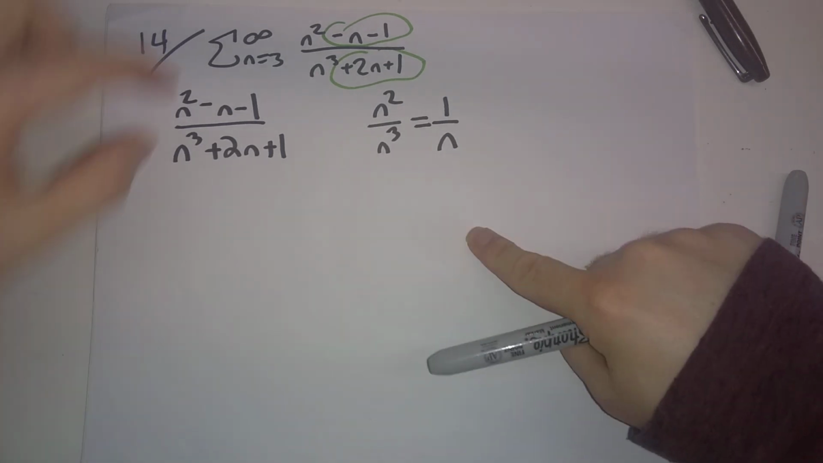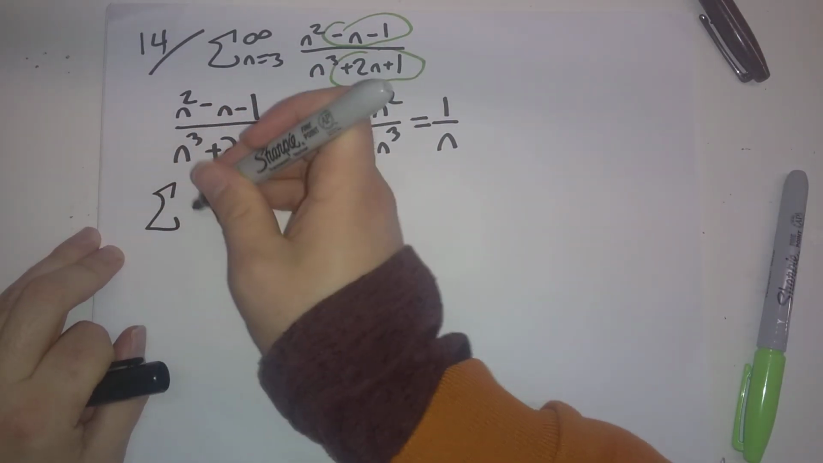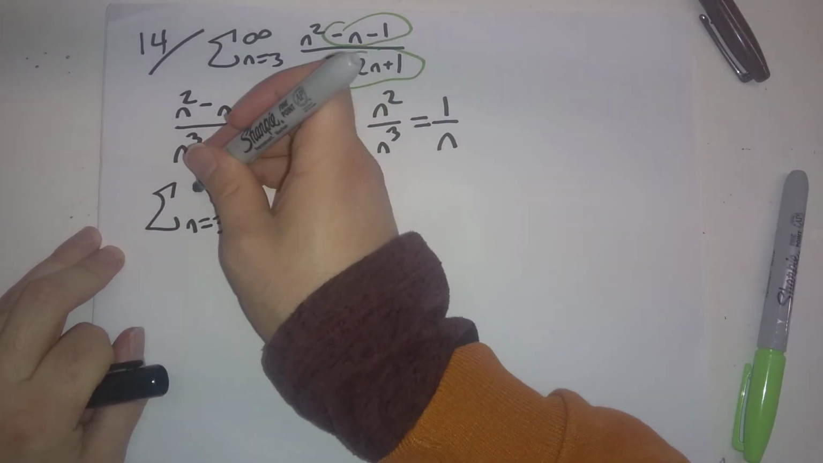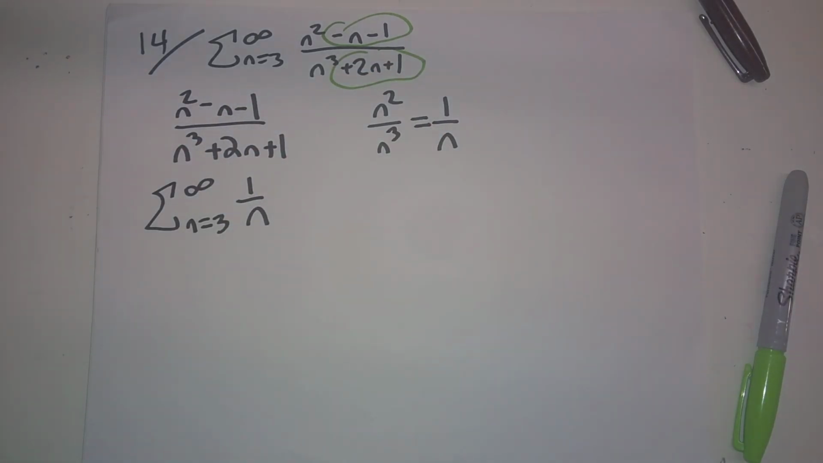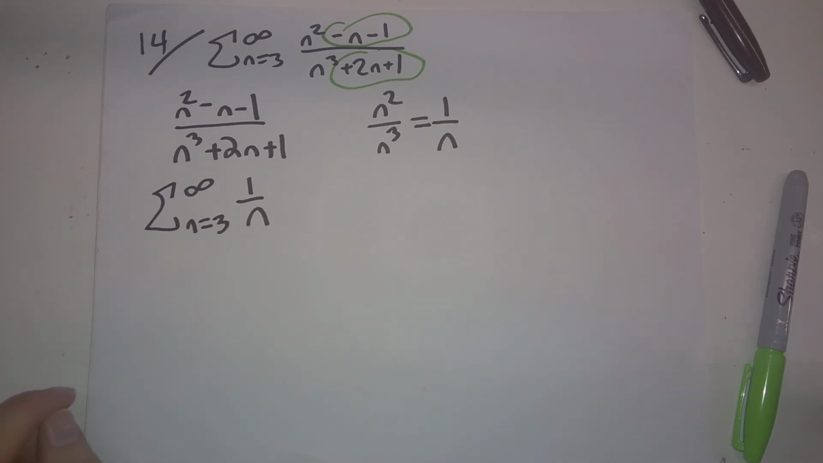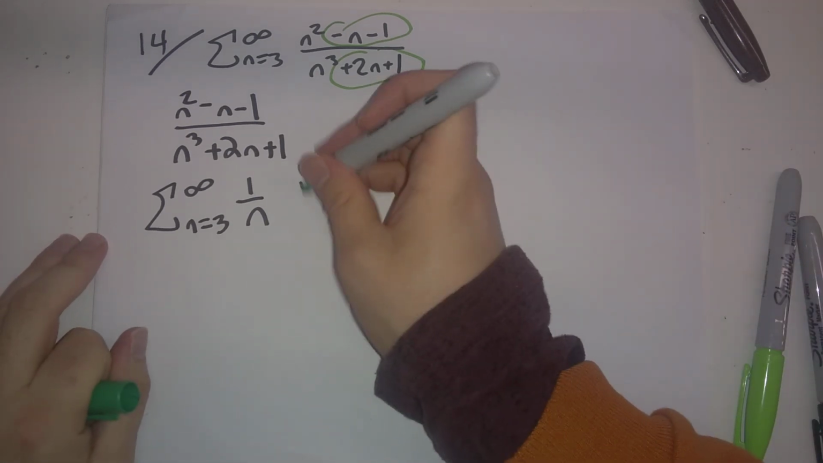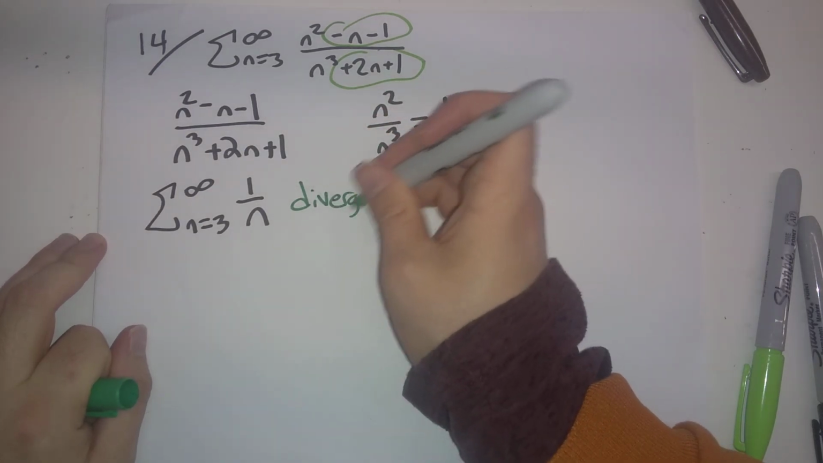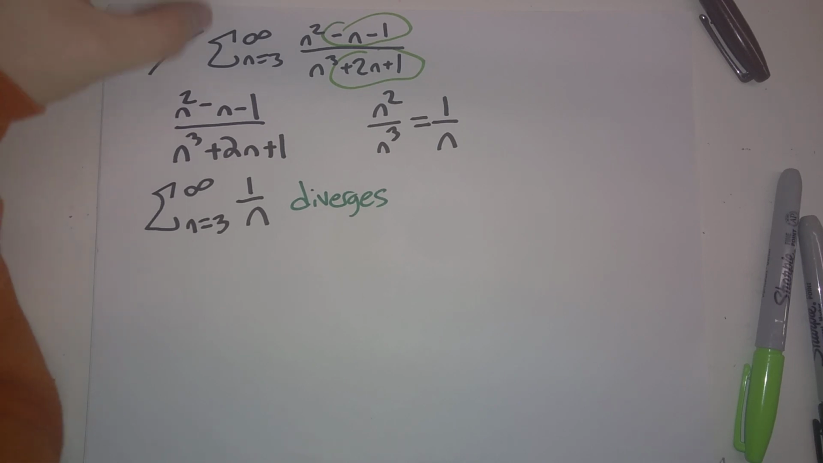Okay, so we're going to compare the behavior of this series with the behavior of this series, the sum from n from 3 to infinity of 1 over n. And so this is a truncated harmonic series, truncated in the sense of we lost the first couple terms. That's not going to change behavior. We know the harmonic series diverges. It's a p series where p is equal to 1. So at this point, I basically know that this series is also going to diverge.